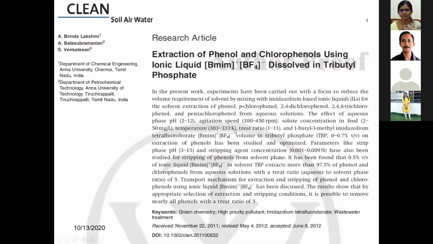Right now we have been working on phenolic pesticides, the removal of phenolic pesticides from the aqueous medium, with one of my scholars. So this is my work.